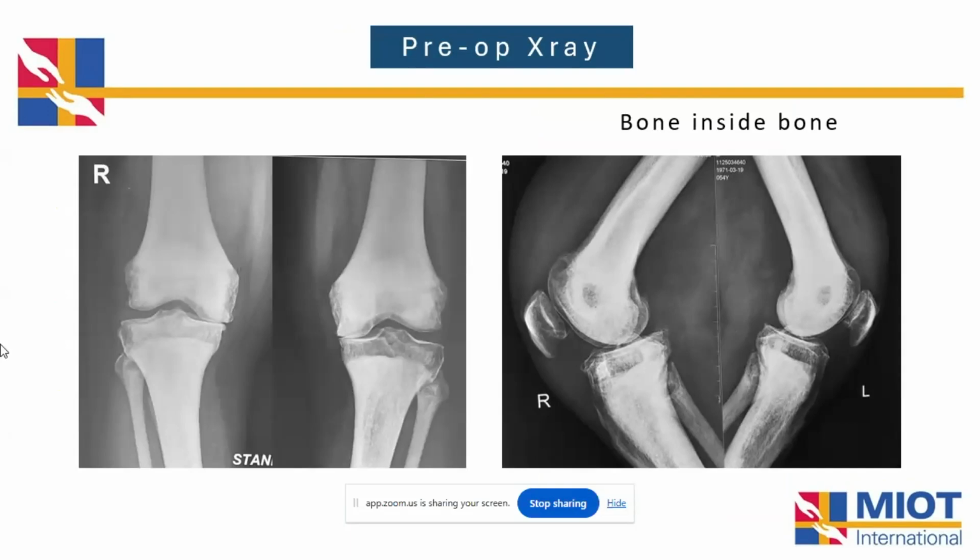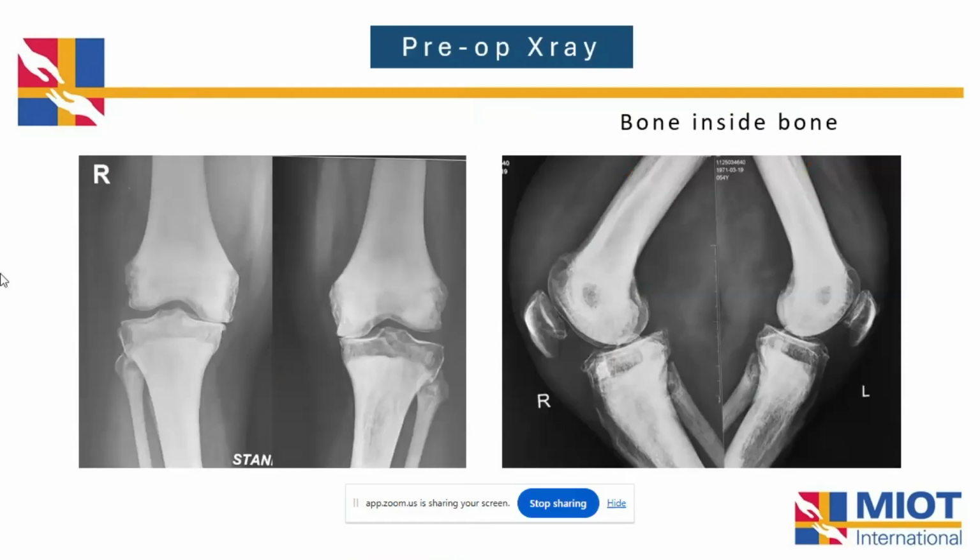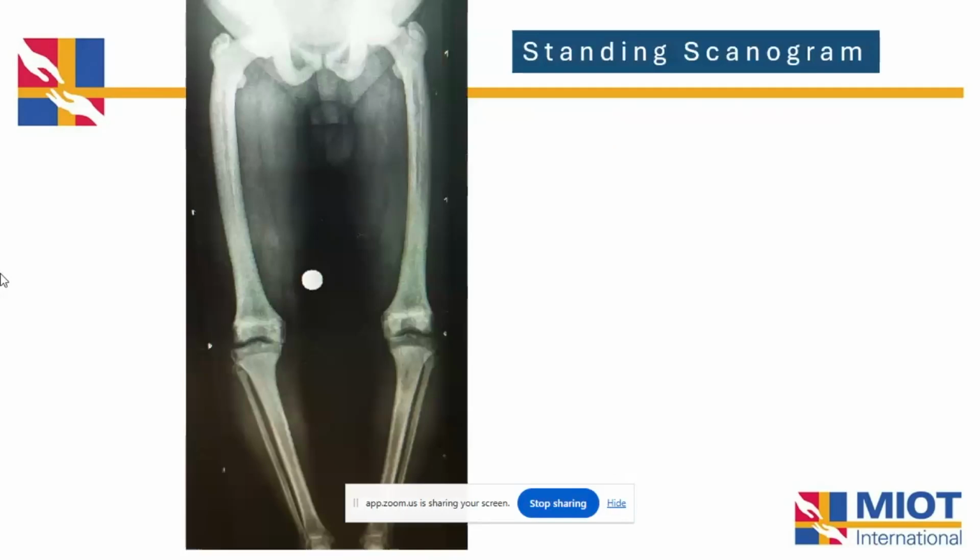Shall I go ahead? So you can see that bone inside the bone. That is a clue and a sign I am giving. So that is the standing scanogram. So I will stop here. These are the findings. Obviously, there are sclerotic bones, and the scanogram shows a varus deformity.